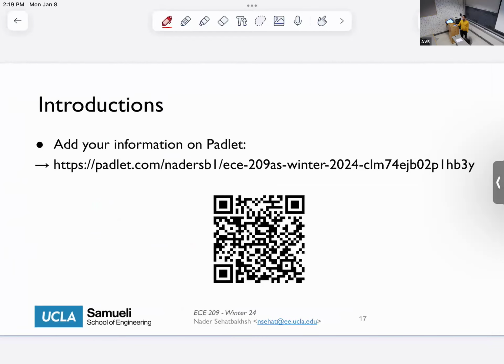For introductions, I usually use this website called Padlet. It's where you can actually introduce yourself. I already put mine there. So if you have time, please go and put your name and some photos and stuff like that there. It's usually good for us to learn about each other. I'm personally very interested to get to know more students and talk to them beyond the class.